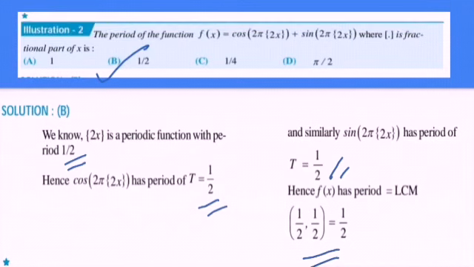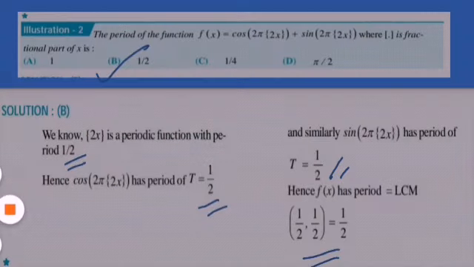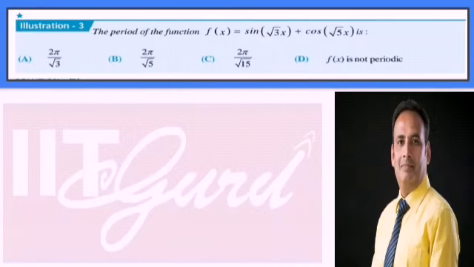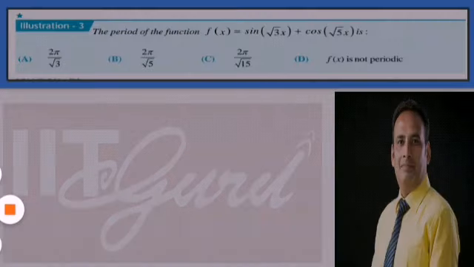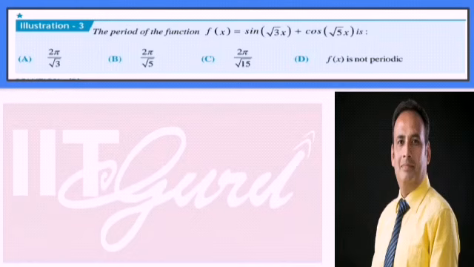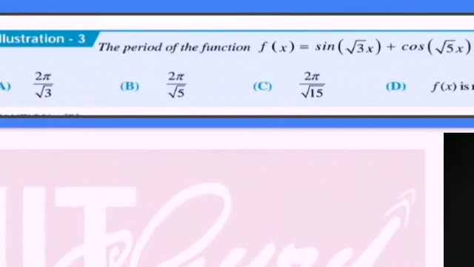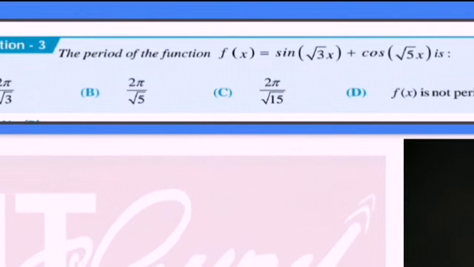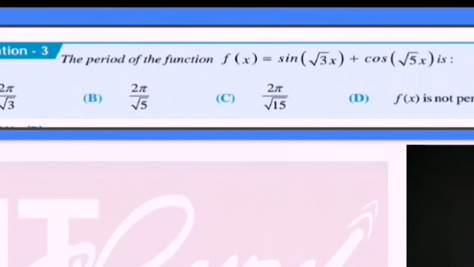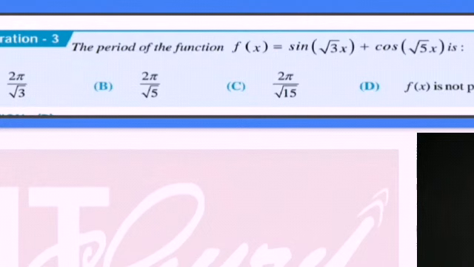Okay, fine. So let's take another illustration, number 3. Once again, this is the question: sine root 3x plus cos root 5x. Hope you can solve this problem. Once again, you can pause this video. You have to find the period of sine root 3x and cos root 5x separately and then take the LCM. One more option here is not periodic, along with 2 pi root 15, 2 pi root 5, 2 pi root 3. It's a good question. Okay, let's see.